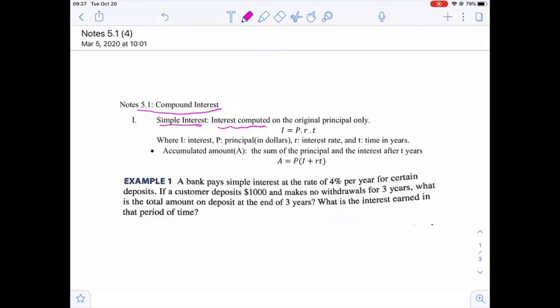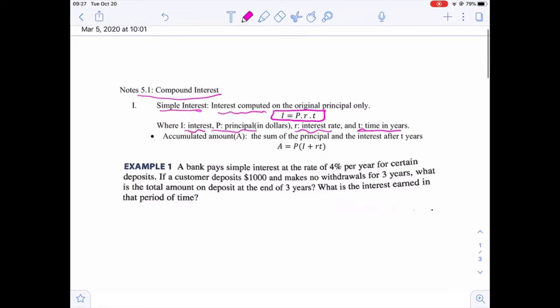Now here we have some formula for how to compute simple interest. Simple interest I is P times R times T, where I is the interest, P is the principal in dollars, R is interest rate, and T is time in years. Now the amount that is accumulated is given by A equals P times 1 plus RT.